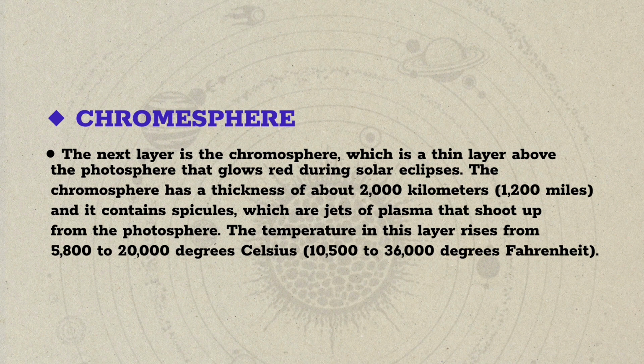In this layer, hot plasma rises to the surface and cools down, then sinks back to the bottom and heats up again. This creates a pattern of cells or bubbles that constantly move and churn. The temperature in this layer drops from 2 million to 5,800 degrees Celsius, 3.6 million to 10,500 degrees Fahrenheit.